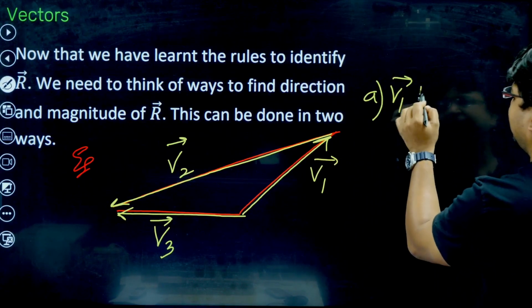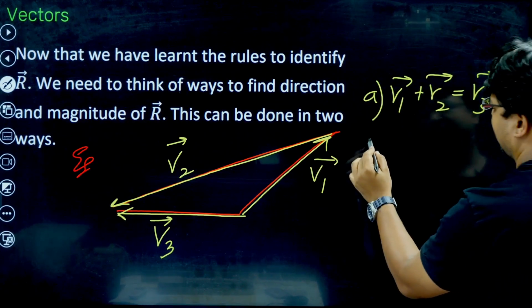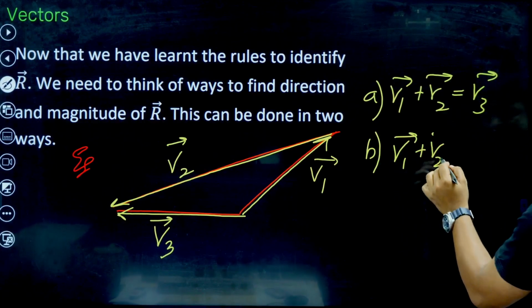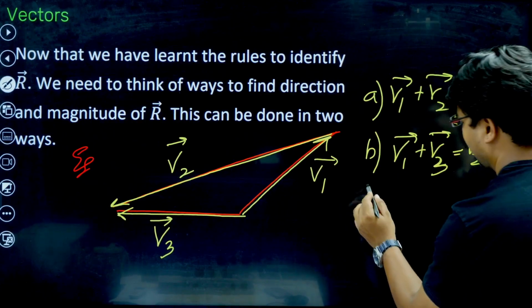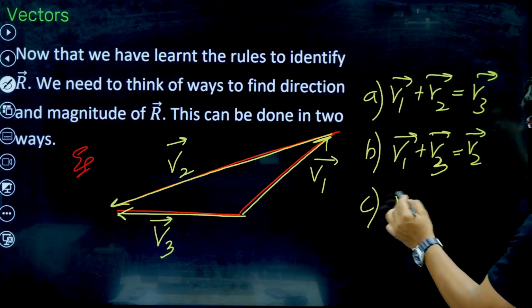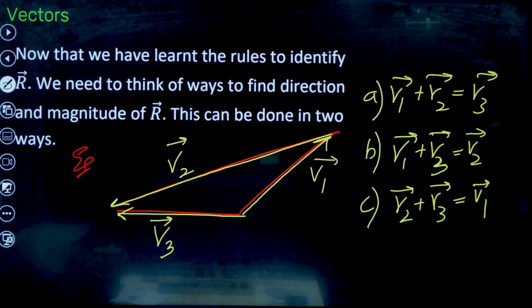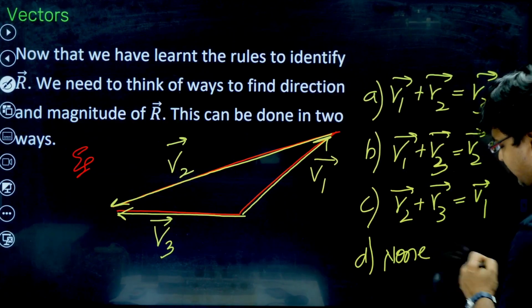Is v1 plus v2 equal to v3? Or is v1 plus v3 equal to v2, or v2 plus v3 equal to v1? What do you think? Or maybe none. Okay, none of this is correct. What do you think, everyone?